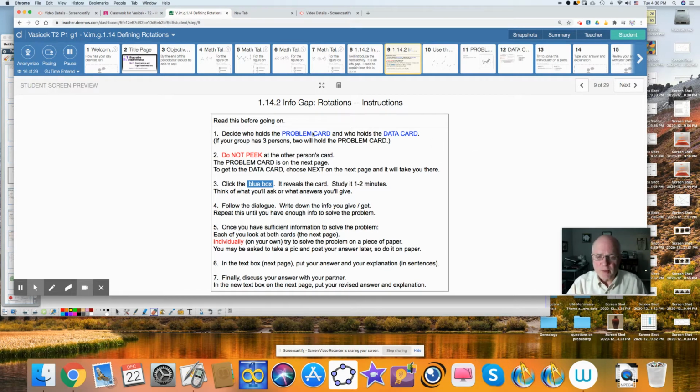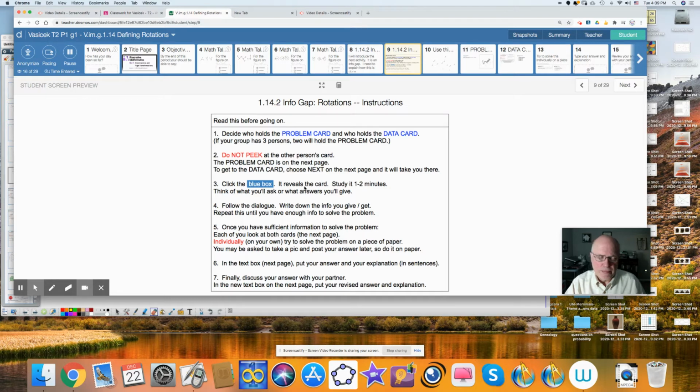So you're given a problem card and a data card. The first decision is who has the data card, who has the problem card. And it doesn't matter because you're going to switch partners down the road for the second activity that we do. But just don't peek at the other person's card. The blue box will allow you to look at the card. You can study it. You can figure out what questions you're going to ask. And once you have enough information to both solve it, you both look at both cards, and you solve this individually. You compare your answers. If they're the same, then you just copy them down. If they're not the same, you have to talk about them and see who you agree with.